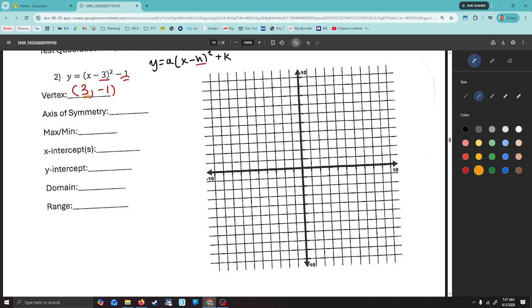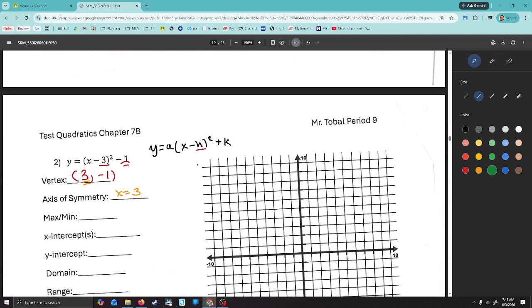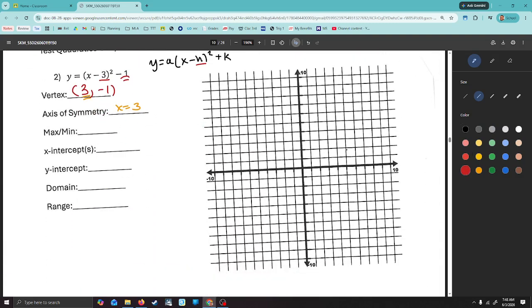The axis of symmetry is just the x value of my vertex, or the h value. So x equals 3. Oh, I forgot to graph the axis of symmetry. To graph it, you just put a dotted line where your vertex is, because it's like a mirror between the two. I'll do it again over here. Right now I know my vertex is (3, -1): 1, 2, 3, -1. So over here, my axis of symmetry, which I'll do in orange, is a dotted line that goes from here to here.